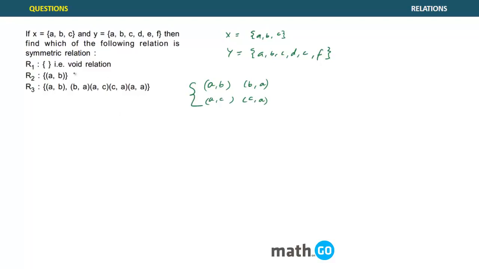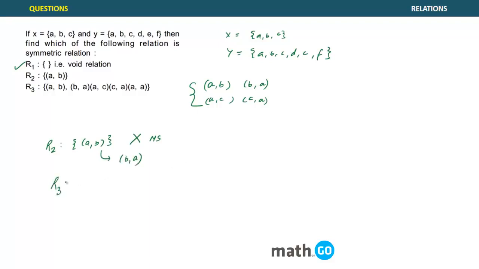So R1 is a void relation, right? We just talked about that a null set is always symmetric and transitive. So that means R1 is a symmetric relation, not a problem. R2 given here is simply A comma B. Now obviously this is not symmetric. Why? Because if A comma B was there, we wanted B comma A to be here.